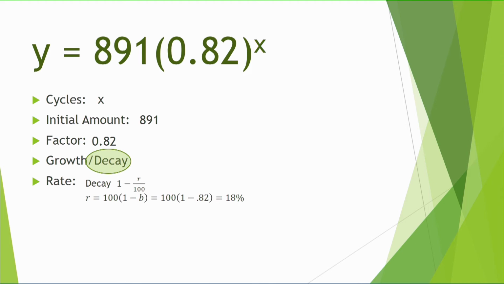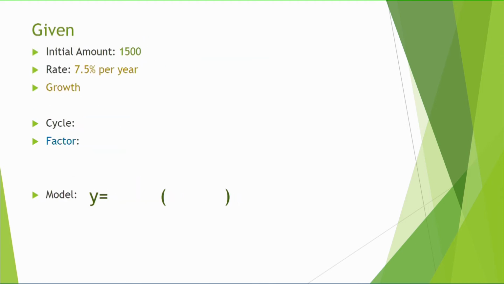So now let's try, given some givens, to create our model. So if we're given 1,500 and a rate of 7.5%, and we know that it's growth, first of all, I'm going to set up our model. So I have y equals a with our parentheses, and where are we going to put everything? All right, so 1,500 is going to go in that initial spot because it's not being multiplied by the cycles. It's an initial amount.